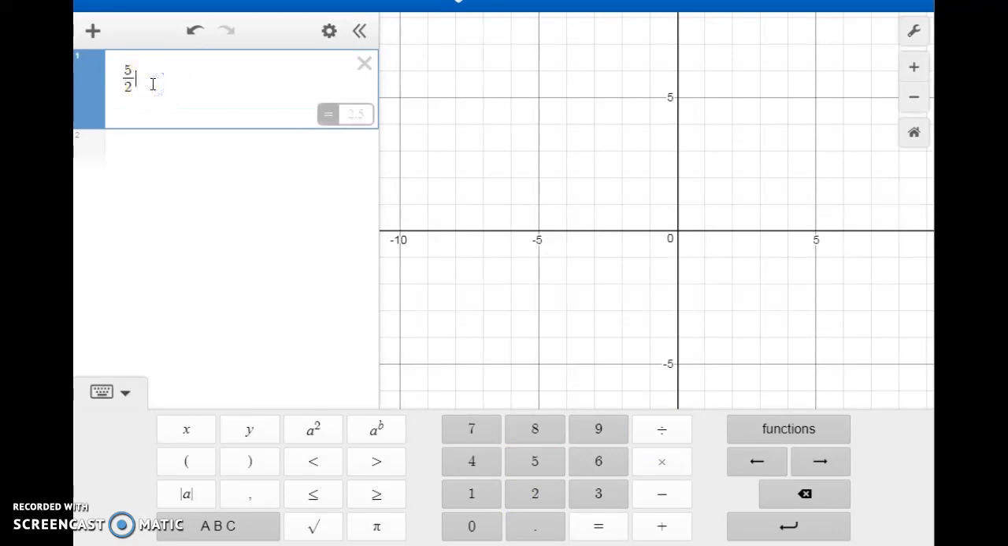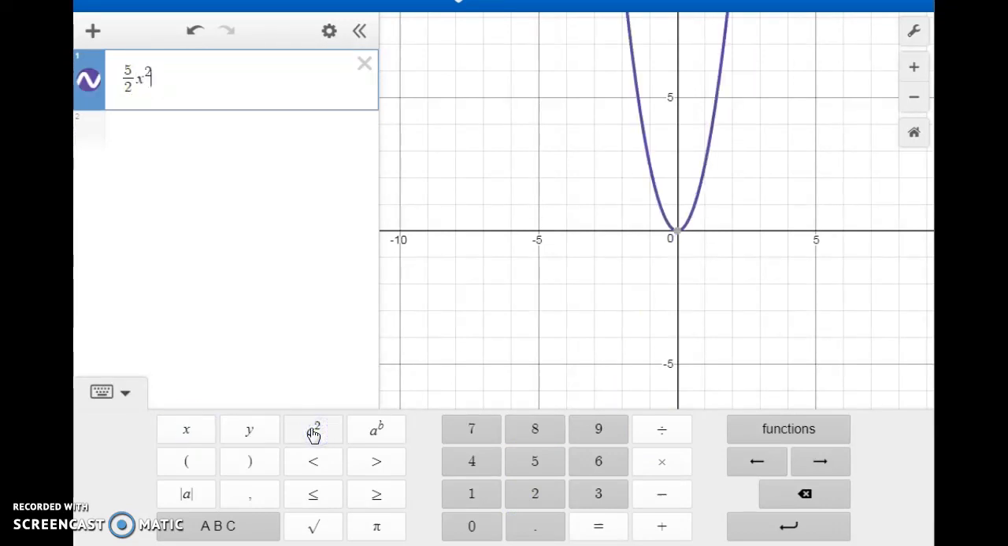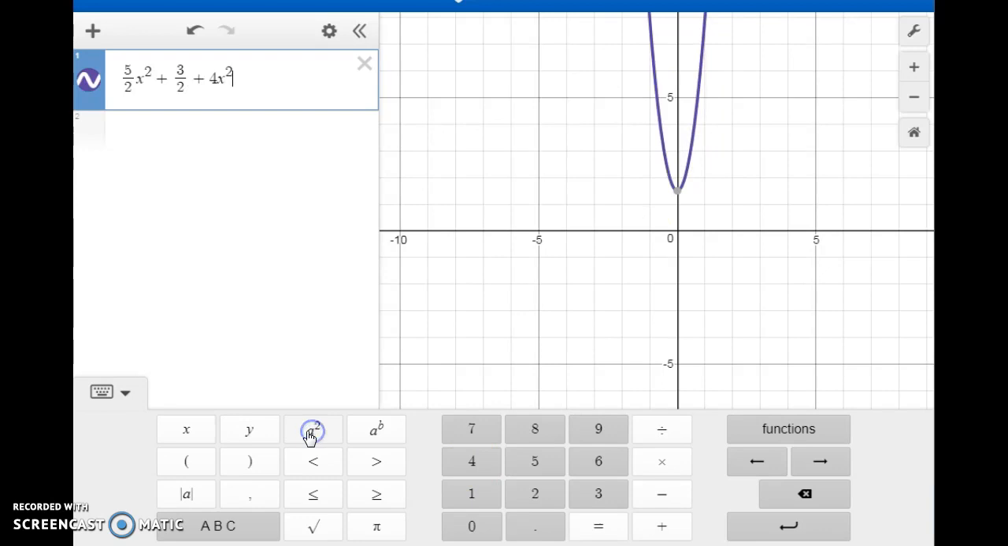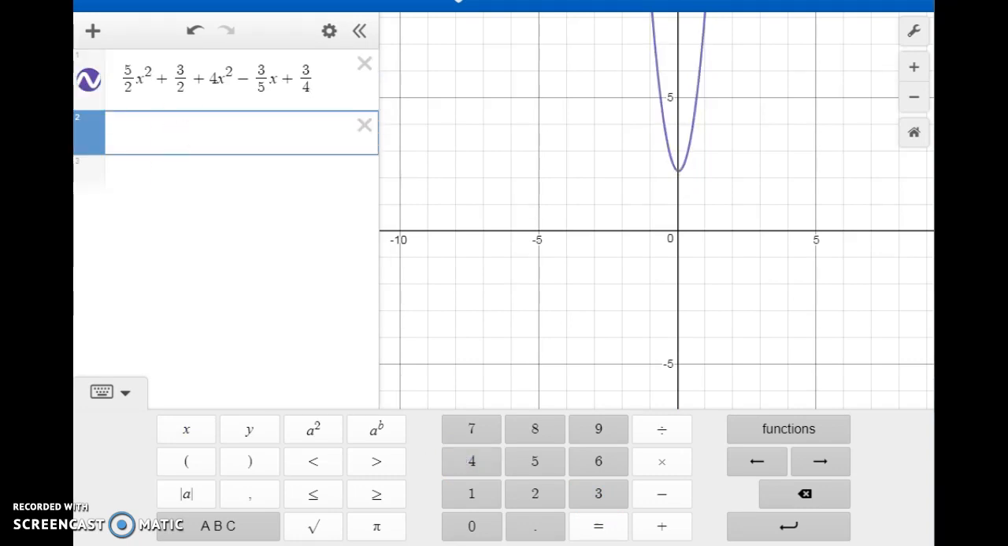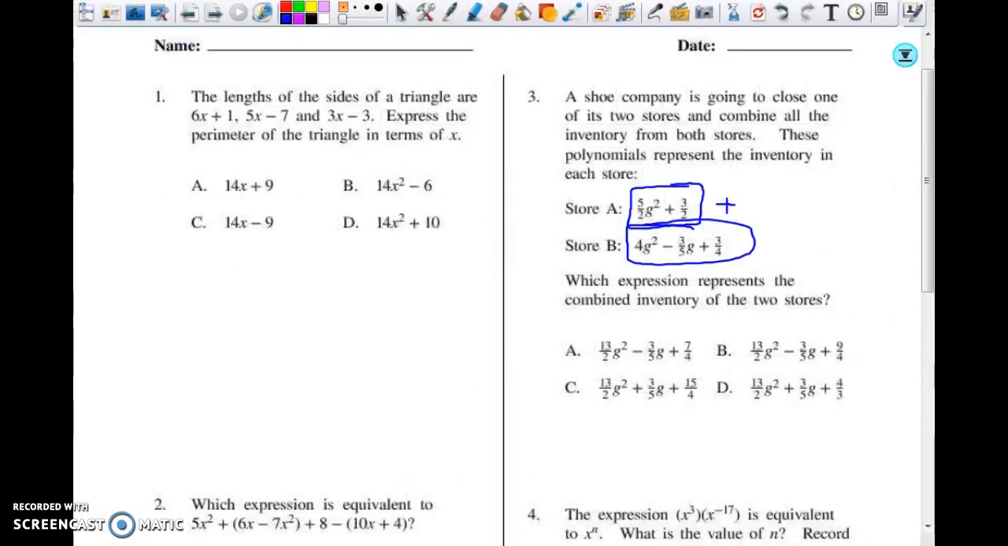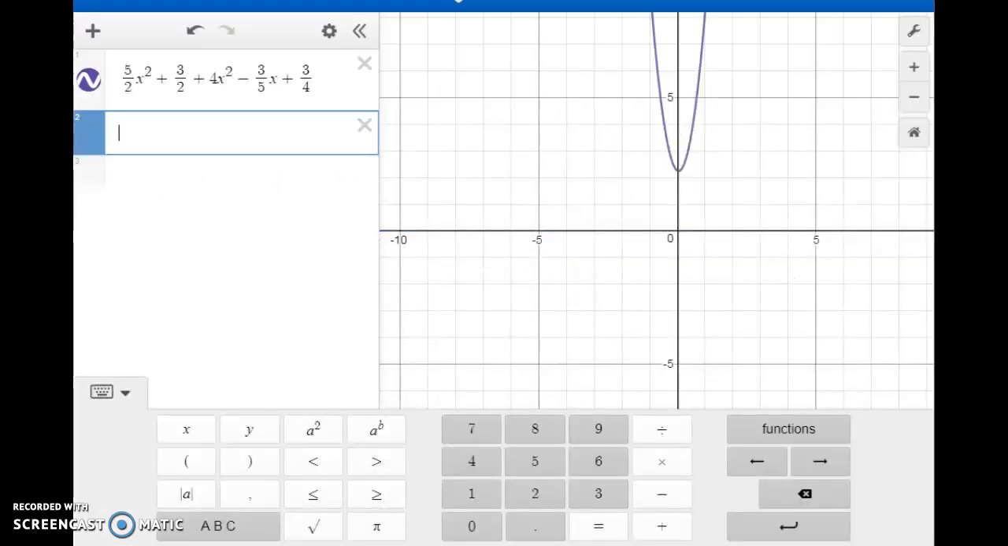All right, instead of putting g, we're going to put x squared plus 3 over 2. All right, that was store A. And then we're going to add it to store B, which was 4x squared. Remember, we don't put the g, we put the x, minus 3 over 5 x plus 3 over 4. So I put all of it in, right? Gave me a graph. And let's check option B, right? Because we said that was the answer. So let's check it just so you can see what it would look like.